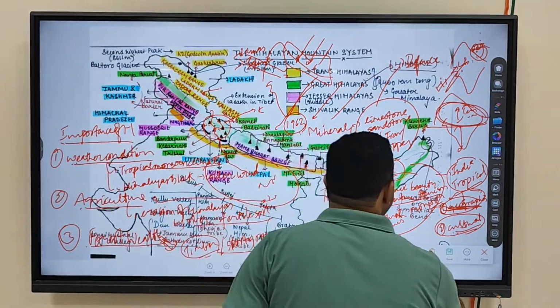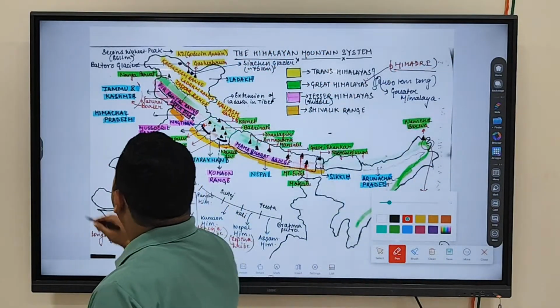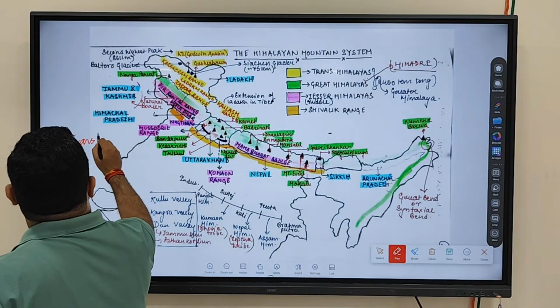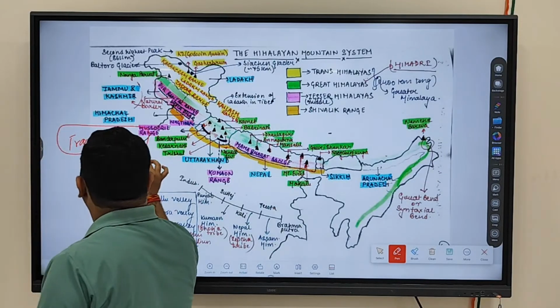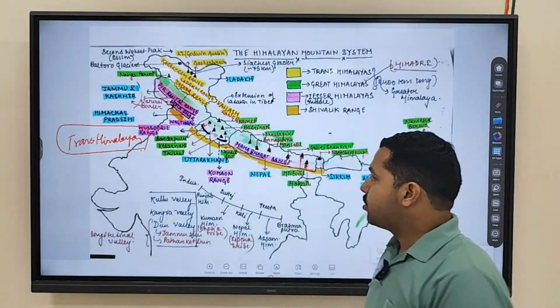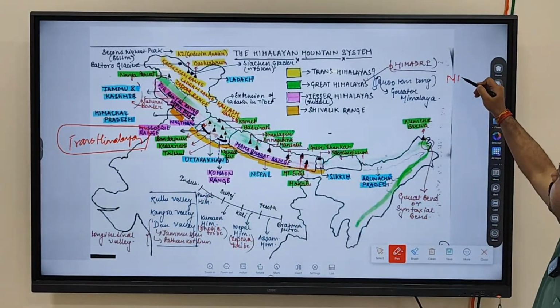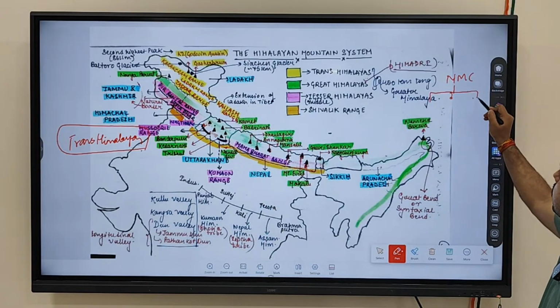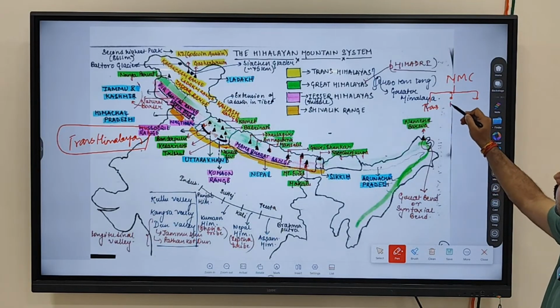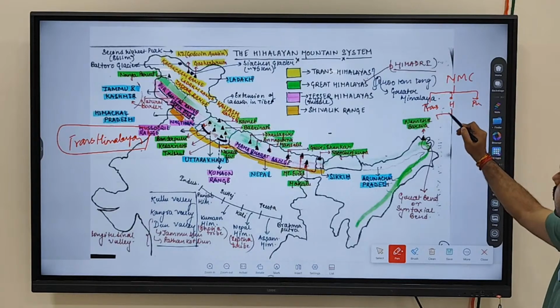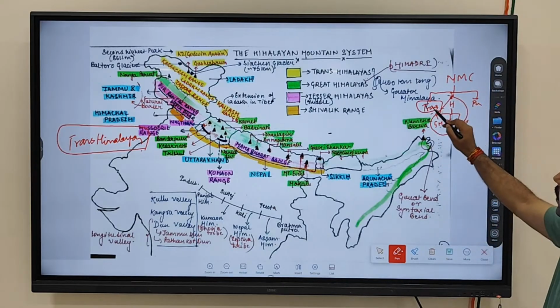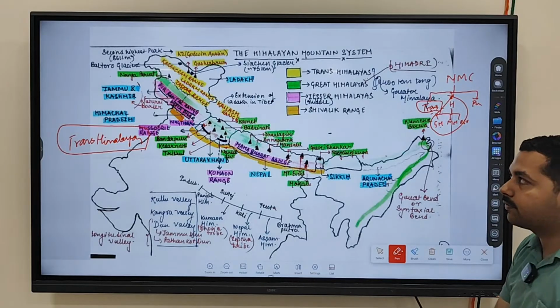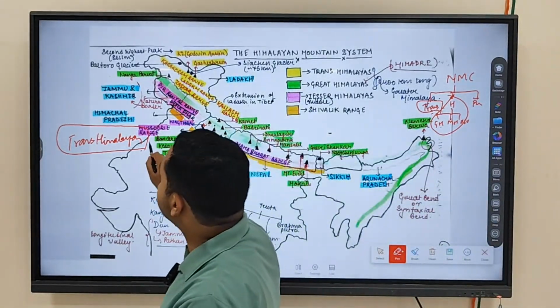The second we are taking up is the Trans Himalayas. Fine. So we have divided the northern mountain complexes into three parts: Trans Himalayas, Himalayas, and Purvanchal Hills. Himalayas we have classified into Greater Himalayas, Middle Himalayas, and Outer Himalayas. So now we are done with the Himalayas. So we are coming up with which one? Trans Himalayas. Fine. Now what is this Trans Himalayas?